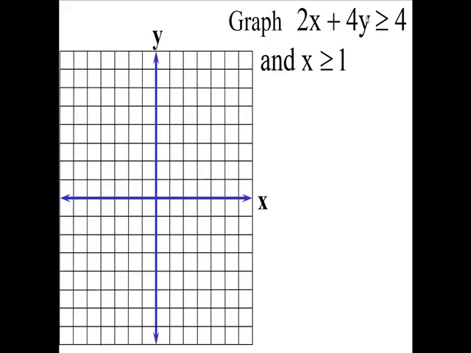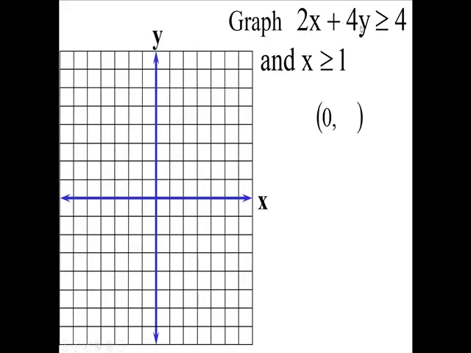We want to graph the system of inequalities. We have 2x plus 4y is greater than or equal to 4, and the second inequality, x is greater than or equal to 1. We have it separated with an "and" sign. Okay? All right, let's look at our first inequality here.